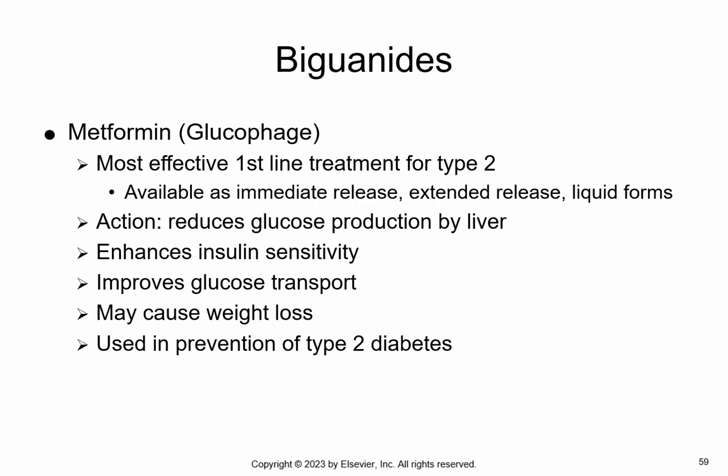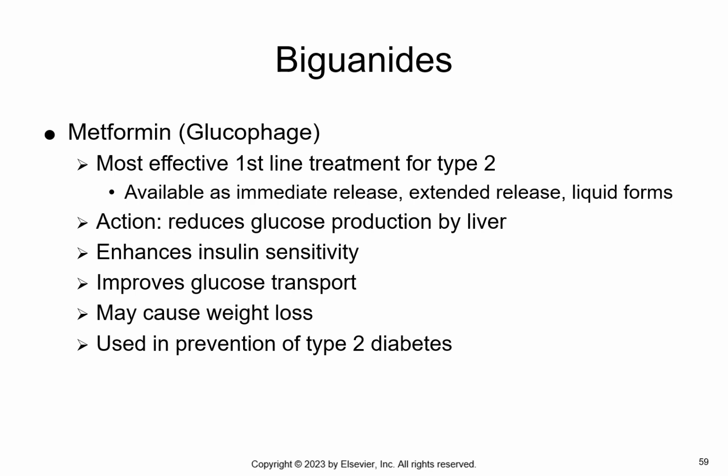Biguanide. The most commonly used OA is metformin. It is the only drug in the biguanide class available in the United States. Metformin is the most effective first-line treatment for type 2 diabetes. Forms of metformin include Glucophage, immediate release, Glucophage XR, extended release, Fortamet, extended release, and Riomet, liquid. The primary action is to reduce glucose production by the liver. It enhances insulin sensitivity at the tissue level and improves glucose transport into the cells.